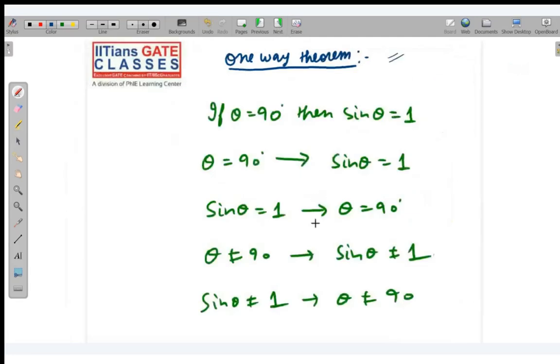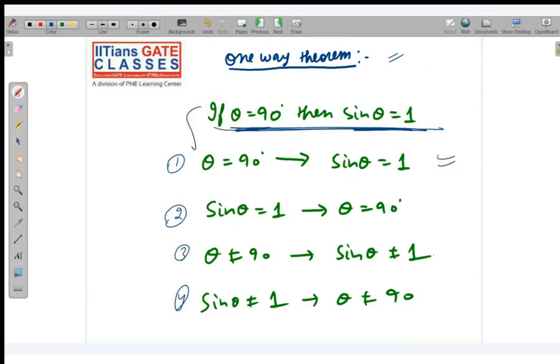So what is the example of a one-way theorem? I am saying like this: if theta is equal to 90 degrees, then sin theta is equal to 1. I think you already know this from trigonometry. So this is a one-way theorem. Now I have written four statements: 1, 2, 3, and 4. Theta is equal to 90 degrees implies sin theta is equal to 1. This is a 100% true statement. I have just converted it into logic. What is this? Sin theta is equal to 1 implies theta is equal to 90 degrees. Can you conclude that if sin theta is equal to 1, then theta is equal to 90 degrees? No. You can add 2 pi to it: 2 pi plus pi by 2, which is 5 pi by 2. Sin theta is 1 there also. So this statement is false.